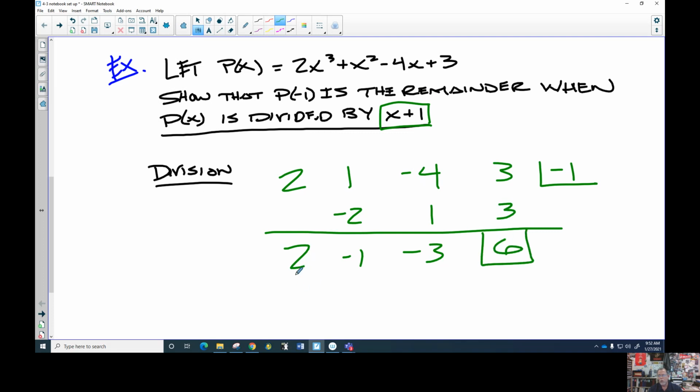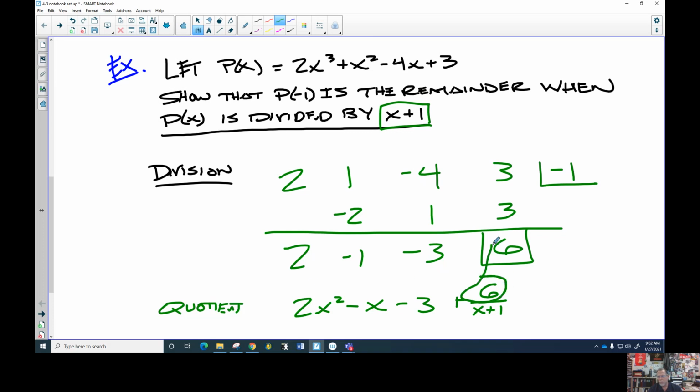That's our remainder. So our quotient for this is, let me write it out. Quotient is 2x squared minus x minus 3 and plus a remainder of 6, which we would put over x plus 1. All right, so that is our quotient.